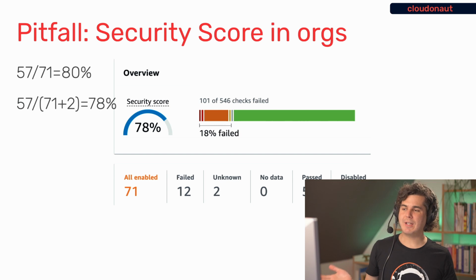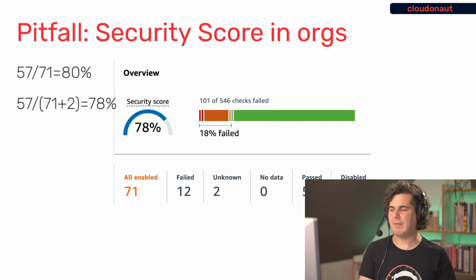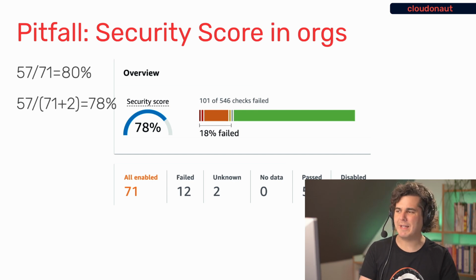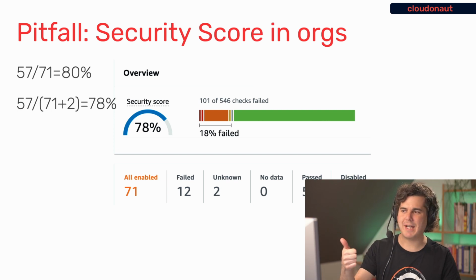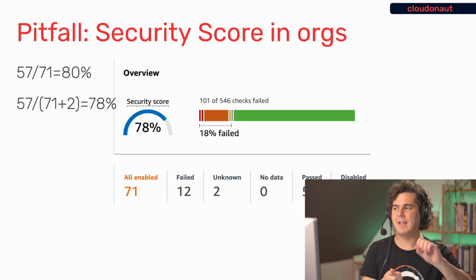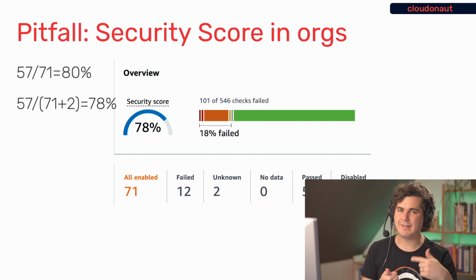So how can you fix that? I was working with a customer and we closed findings, we made sure checks passed, and the security score was not really moving. We disabled lots of checks, and the security score was still not moving. You have to understand two things. First, it can take some time until the security score updates. It takes some time until the check actually reruns and takes into account your changes.